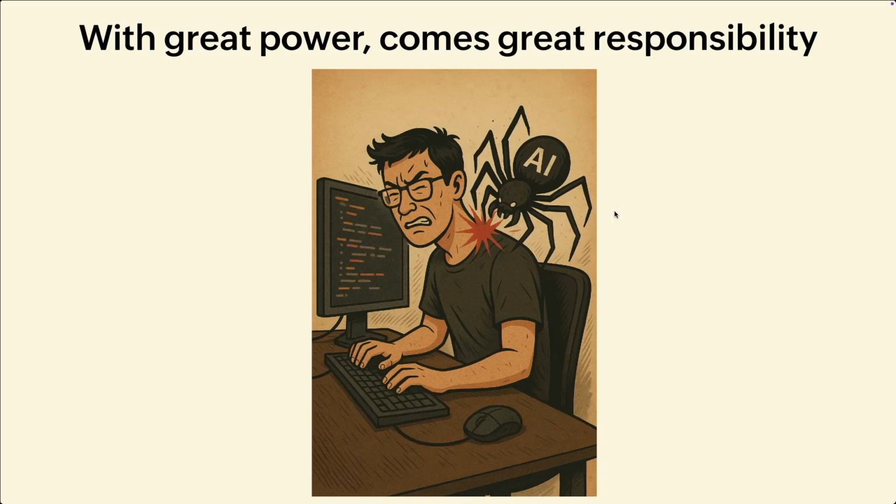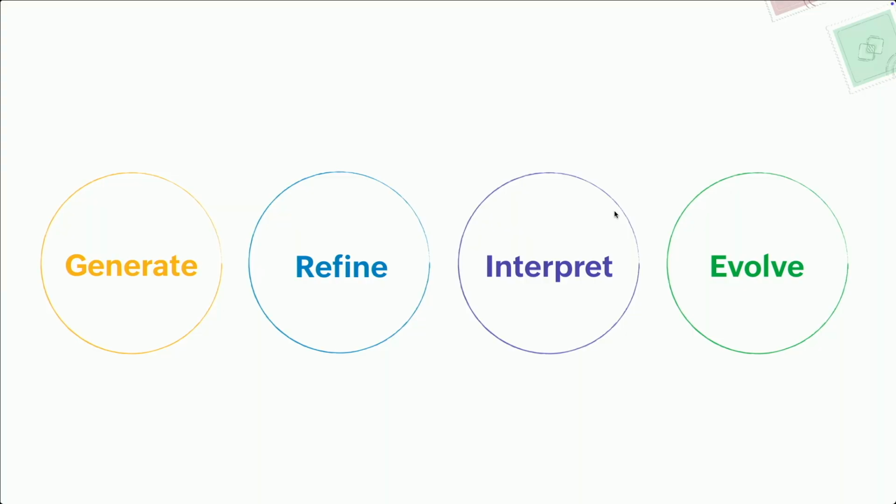But with obviously great power comes great responsibility. This was supposed to be Spider-Man. It ended up being a spider and a man. That was not what was expected, but it shows that the intent was right, but the actual execution was a little bit off.